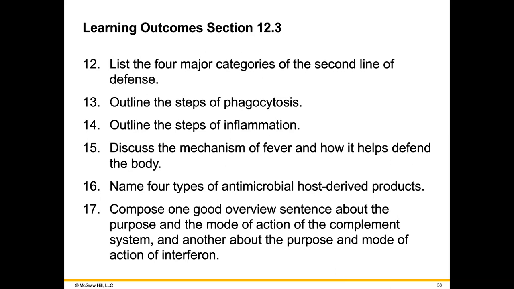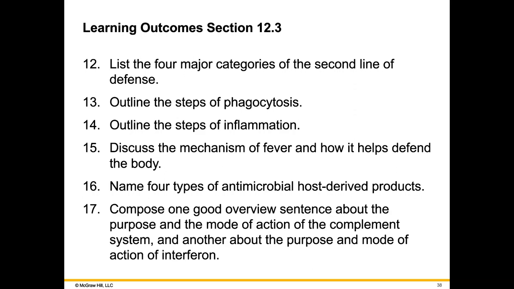We're going to talk about the four major categories of our second line of defense. We'll talk about phagocytosis and the steps of it, as well as the steps of inflammation. These are both things that we've mentioned before, but we haven't discussed the details yet, so we'll get to that now. We'll discuss the mechanisms of fever and how it develops and how it helps to defend the body.